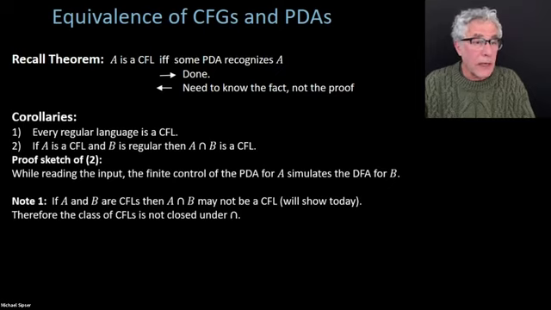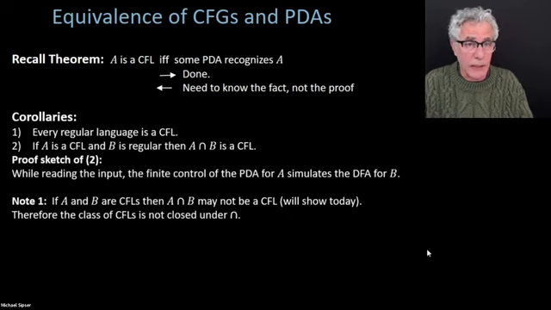Here's an important point that I was trying to make before. If A and B are both context-free and you take the intersection, the result may not necessarily be a context-free language. So the class of context-free languages is not closed under intersection. We'll comment on that in a bit.